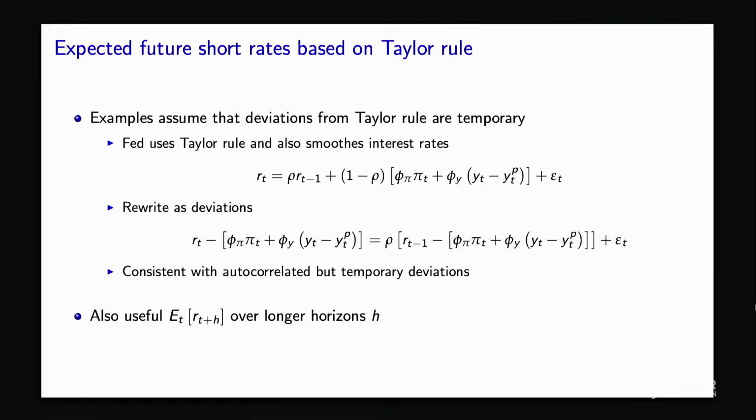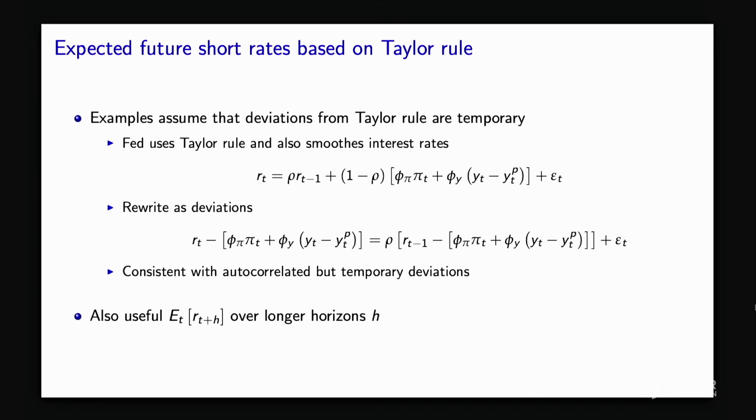So in all these examples of how asset managers use the Taylor rule, they are essentially assuming that deviations from the Taylor rule are temporary. That makes sense if you think of the Fed using a Taylor rule and also smoothing interest rates. So the interest rate today has some dependence on the interest rate last period, plus a term that contains the Taylor rule. If that's what the Fed is doing, then you can rewrite this as deviations from the Taylor rule, and you can see those deviations are going to die out.